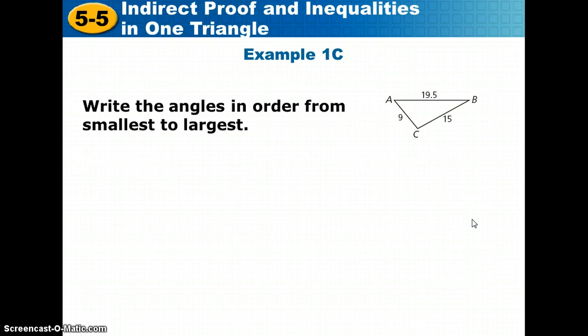Let's take a look at example 1C. Write the angles in order from smallest to largest. Why don't you take a few moments to get that done, and then we will check our answers. Pause the video if you need more time.